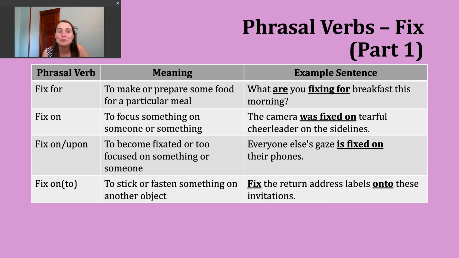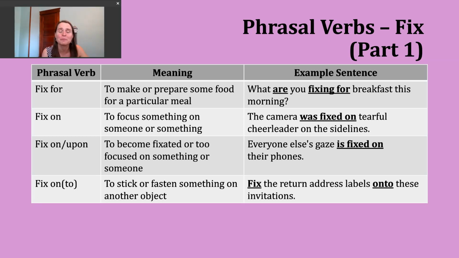Another phrasal verb you might encounter is to fix on. This can mean to focus something on someone or some other thing. An example of this might be, the camera was fixed on the tearful cheerleader on the sidelines. Okay, so this is an example of passive voice. It's in the simple past tense, right? So I'm noticing, right, that camera is what is being focused on the cheerleader. Okay.